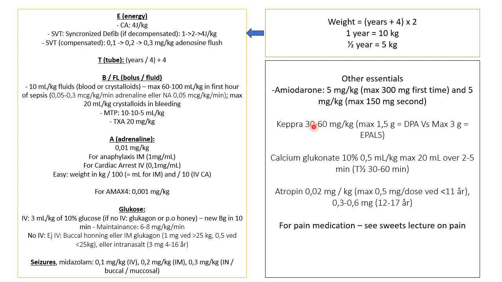Then I think it's important to know the Keppra dose, the one second line drug. Keppra is one of them, and note that the max dose is controversial in different guidelines. Then calcium gluconate is important as well, atropine, and for pain indication it's really, really important. For instance, paracetamol, NSAIDs, and fentanyl intranasally, these are really important drugs to know, maybe even ketamine or cataprasane. But something that is not needed in this course, and therefore I'm not going through it, but if you're Swedish or Danish, then you can check out the pain lecture that I linked to in the beginning.